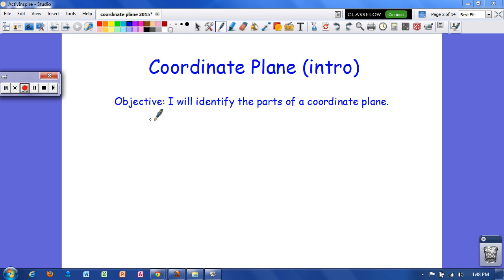Your objective for today: I will identify the parts of a coordinate plane. Make sure you write down everything that you see on the screen, and make sure you write down everything that I write down.